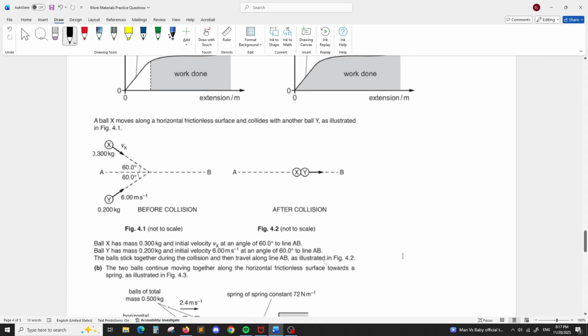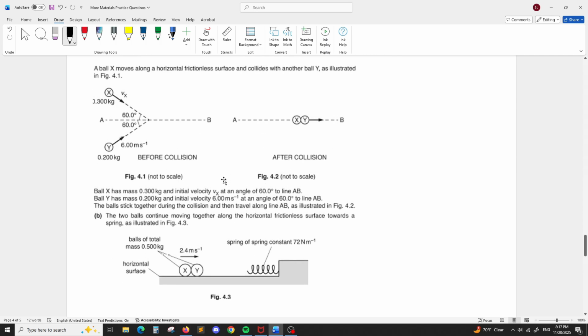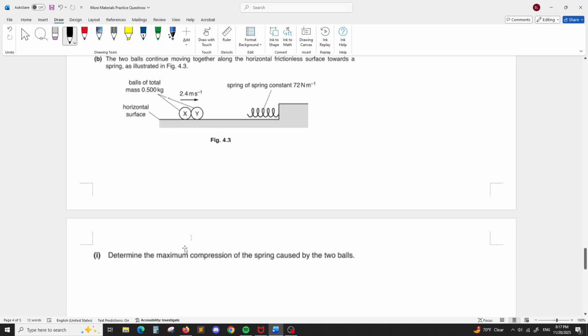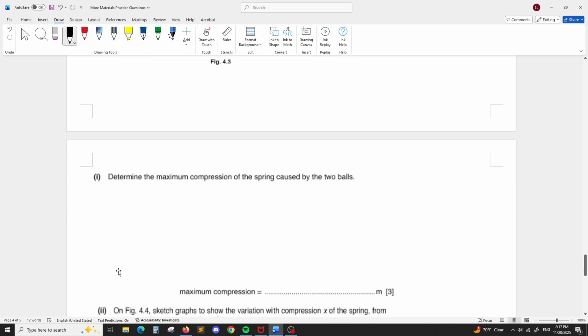All right, next problem. A ball X moves along a horizontal frictionless surface and collides with another ball Y as illustrated. Ball X has a mass of 0.3 kg and initial velocity v_x at an angle of 60 degrees to line AB. Ball Y has a mass of 0.2 kg and an initial velocity of this. The two balls continue moving together along a horizontal frictionless surface towards a spring. And they're asking for the maximum compression of the spring caused by the two balls.